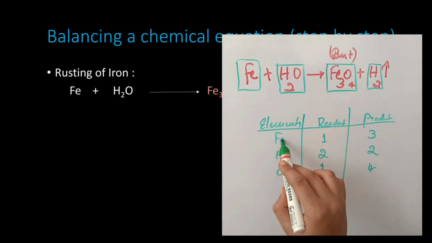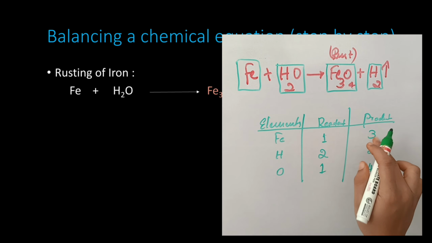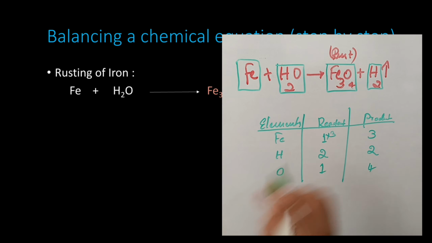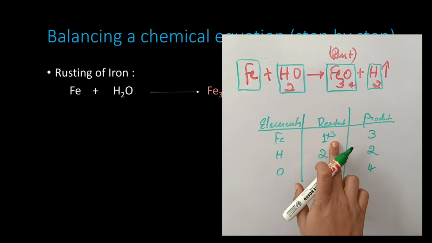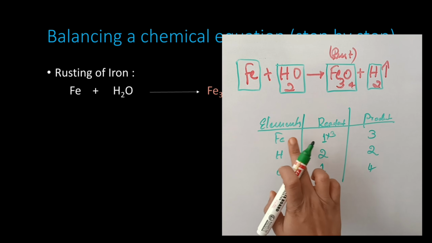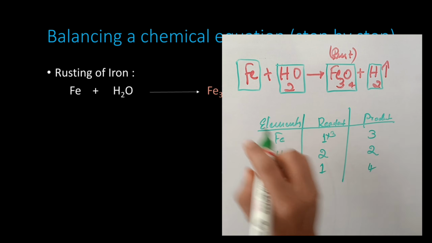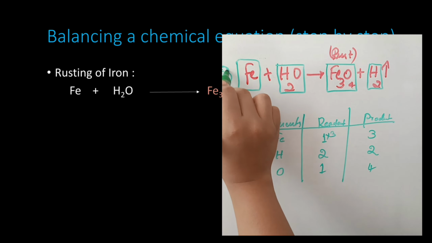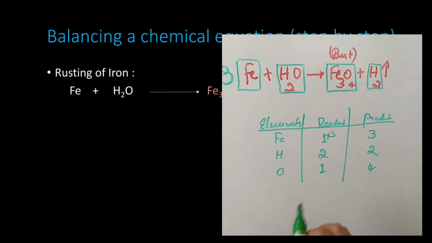To balance the iron, 1 is to be converted into 3, right? How do you do that? 1 multiplied by 3. When you multiply 3 here on the reactant side, now it is balanced. 1 3s are 3. So 3 on the reactant side, 3 on the product side. So write 3 here. Never write it within the box. You should write 3 here. And oxygen is also unbalanced.